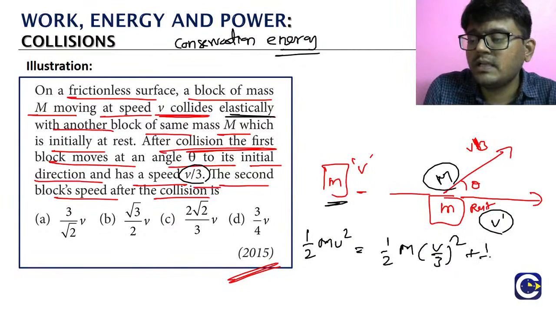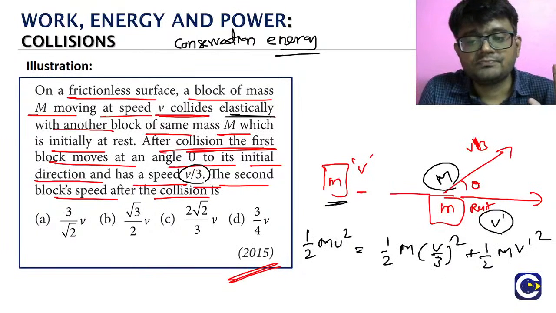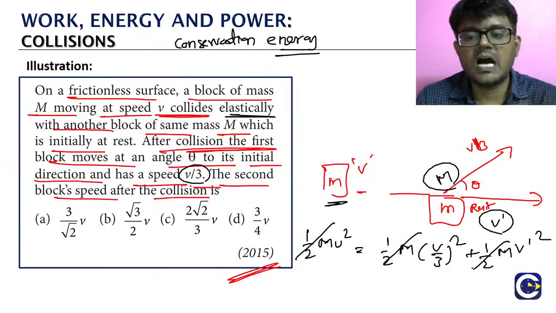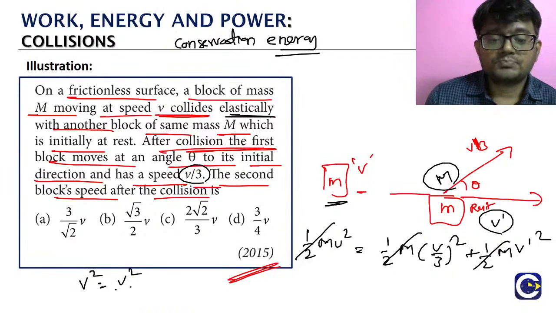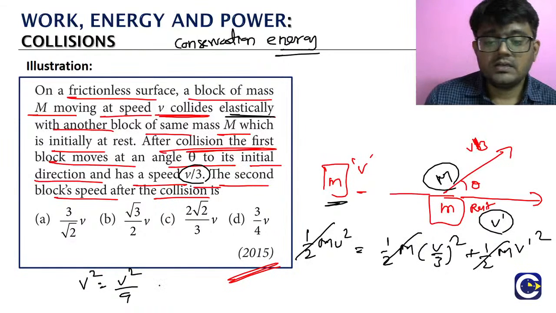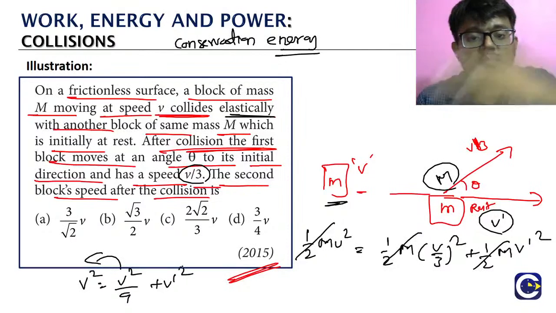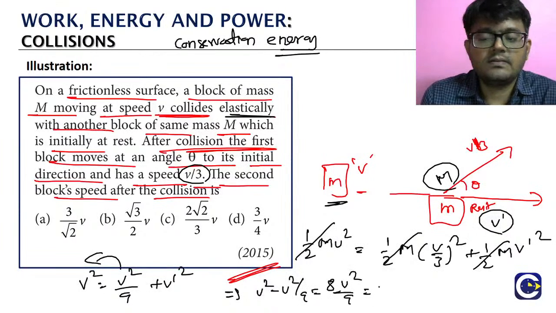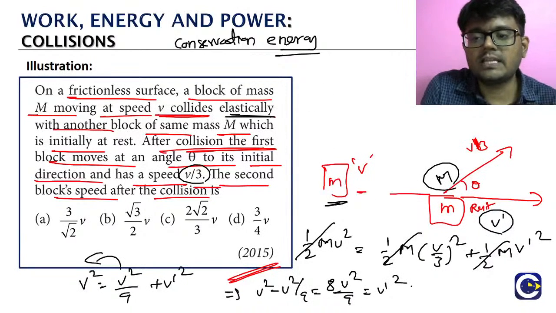Look at this. The kinetic energy of that is half into m into v dash square. So we can cancel half m on both sides. After cancelling, v square is equal to v square by 9 plus v dash square. Okay? Let us bring v square by 9 to the left side. So v square minus v square by 9 is 8 v square by 9, which is the value of v dash square.